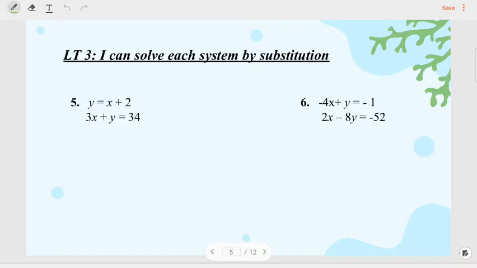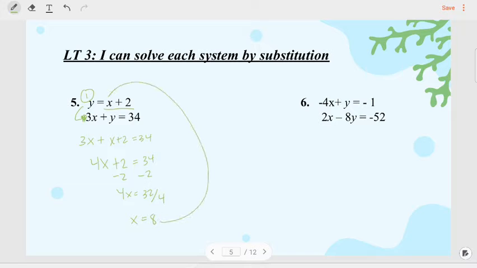In order to use substitution, I am going to first look for an equation that is solved for one variable. I can see that my first equation is solved for y. In the second equation, I'm going to replace all y's with x plus 2. So 3x plus, there's my y, x plus 2 equals 34. 4x plus 2 is equal to 34. Minus 2 from both sides. 4x equals 32, divided by 4, x equals 8.